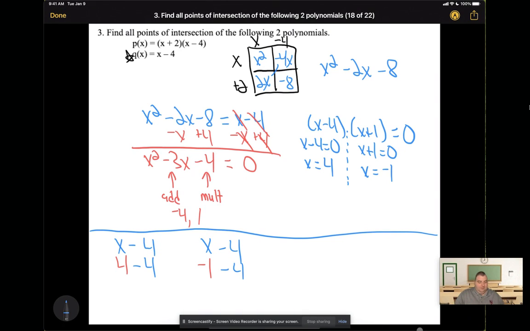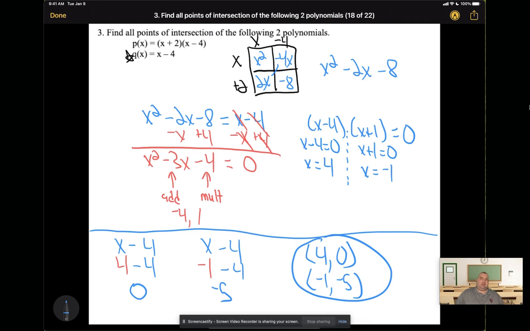So I have 4 minus 4 and negative 1 minus 4. 4 minus 4 is 0, which means my first intersection point is going to be 4, 0, x equals 4, y equals 0. And negative 1 minus 4 is negative 5, which means my second intersection point is going to be negative 1, negative 5. So these are my two intersection points of the two polynomials.